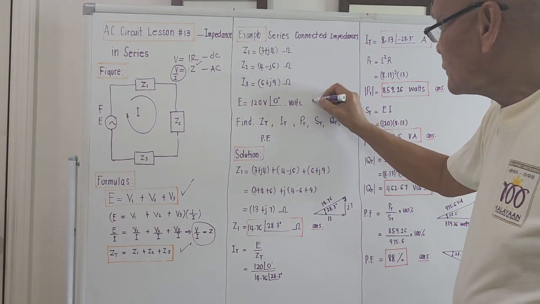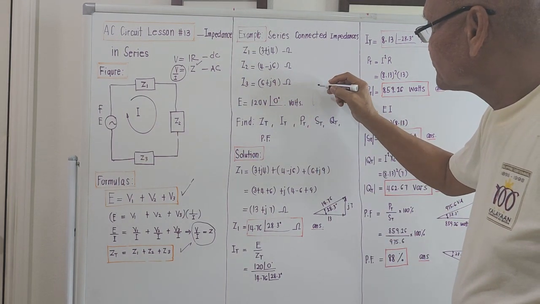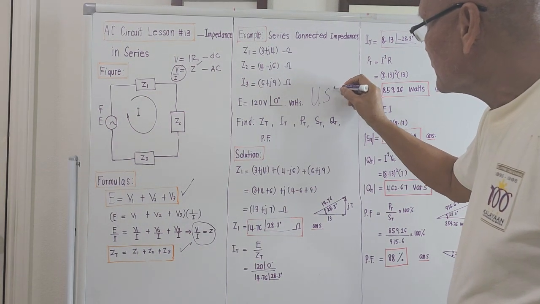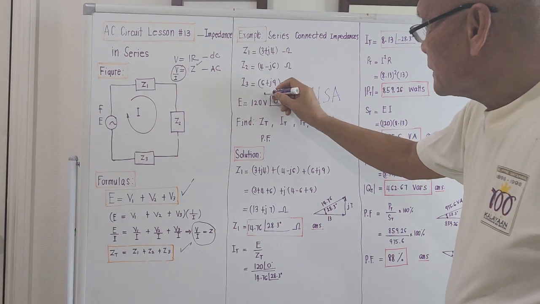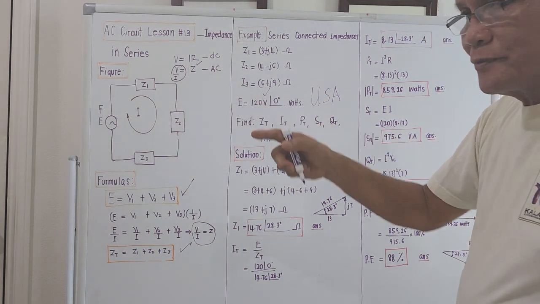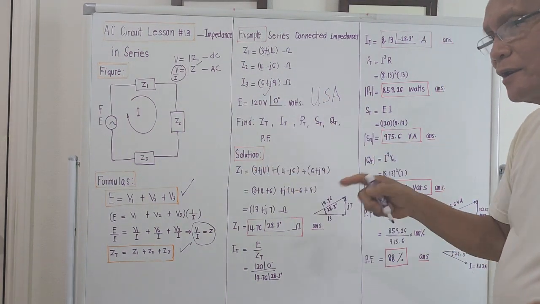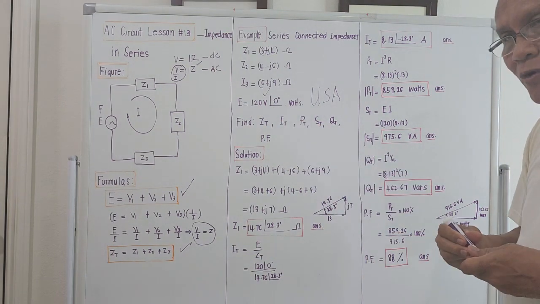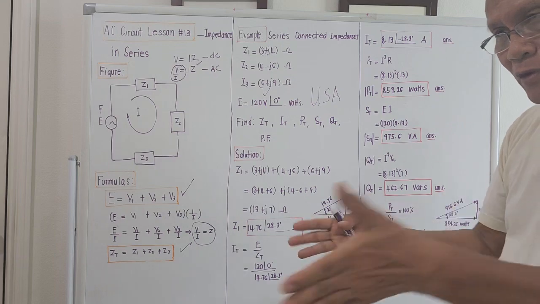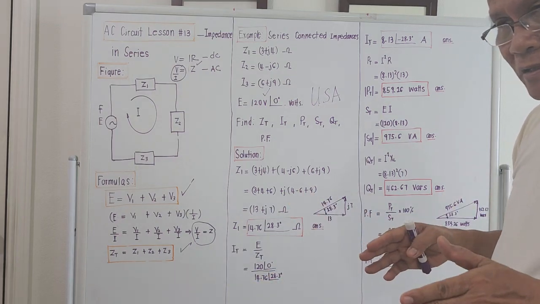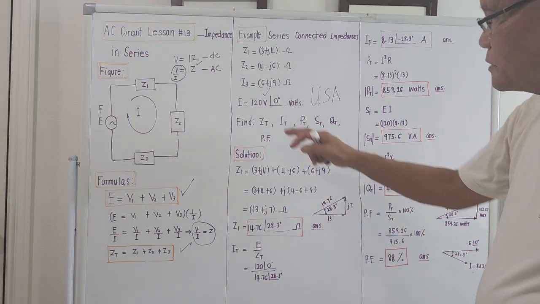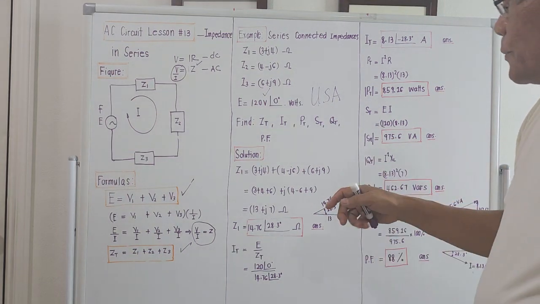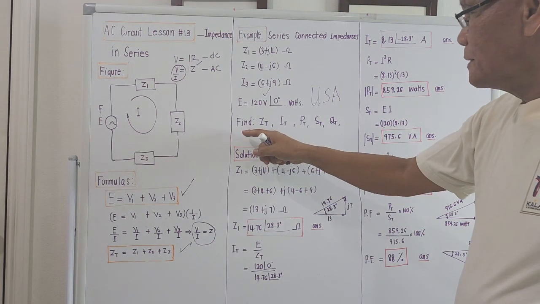It says we are in the USA. The household voltage coming from the utility line here in the USA is 120 volts. There are 240 volts, but those are for other applications. But 90% or 80% of the time, it is 120 volts. Okay? The requirement of the problem is fine.